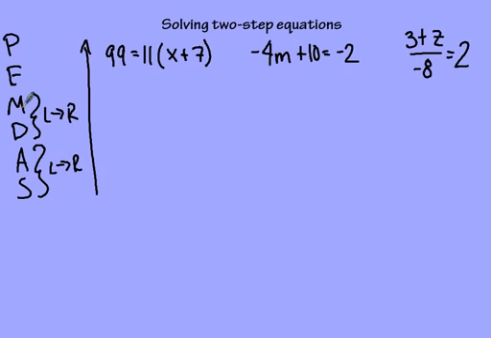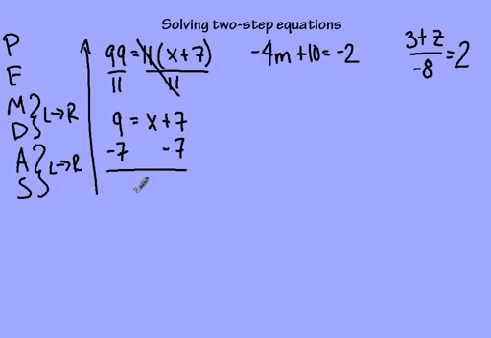We have multiplication. We have division. Right. We have 11 times this. So we're going to divide both sides by 11. 99 divided by 11 is 9. And now we have x plus 7. Since we have just an x plus 7, right, these will reduce. We don't have to write that in parentheses. Right? And now we're just left with, this is actually a one-step equation. We're going to subtract 7 from both sides, and we get 2 is equal to x.